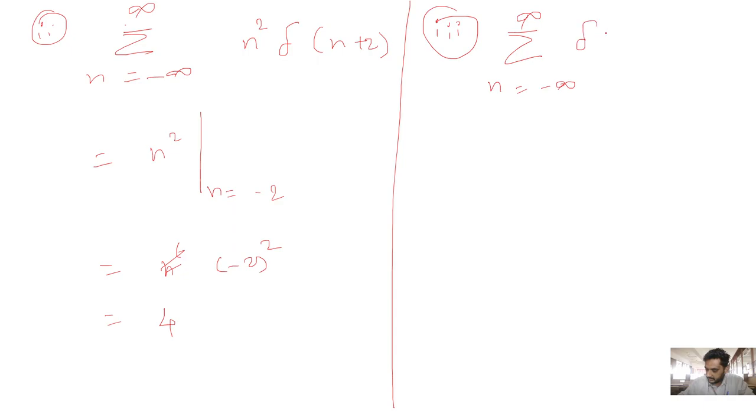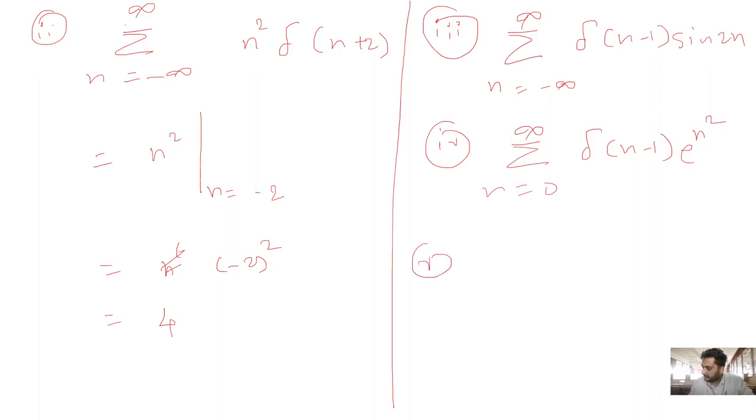Until that time, I will take the attendance. The first is summation of delta of n minus 1 times sine of 2n. The fourth one is summation n goes from 0 to infinity, delta of n minus 1 times e raised to n squared. Okay, this is the second one, and the third one is summation n goes from 0 to 5, delta of n plus 1 times 2 raised to n. Okay, so these three equations you have to solve. Till that time I will take the attendance. Please write this down in your notebook.